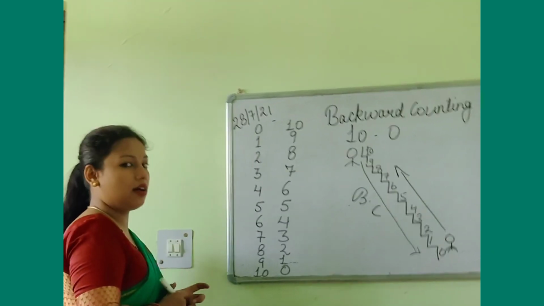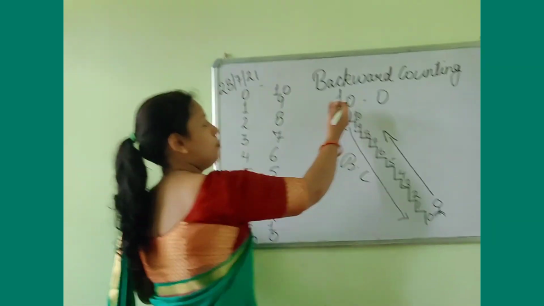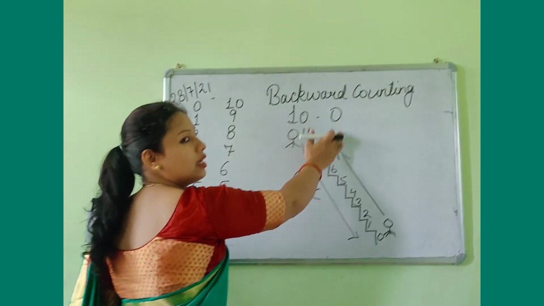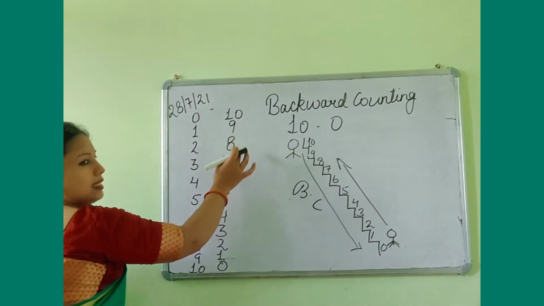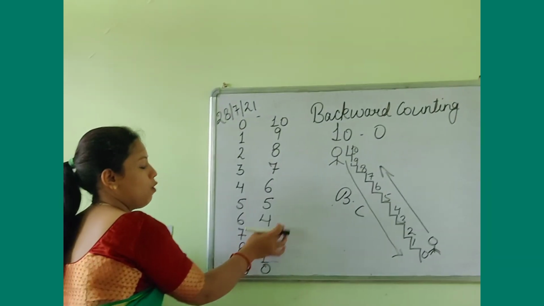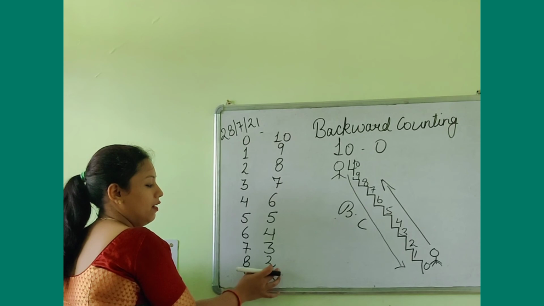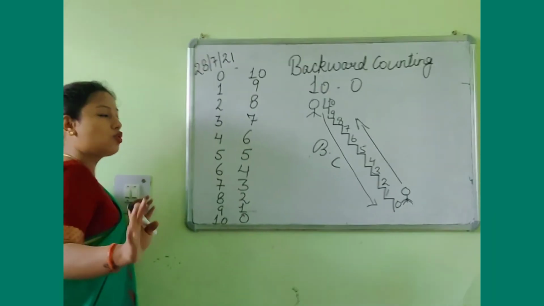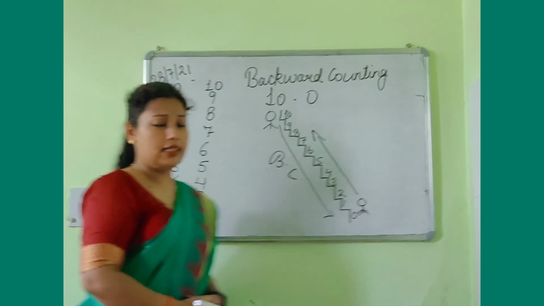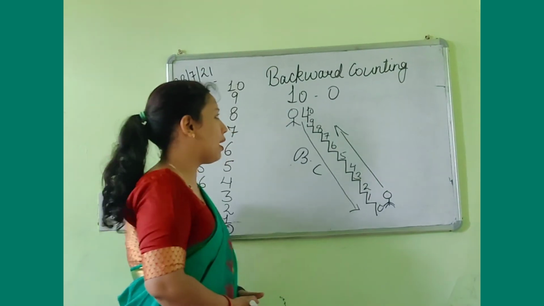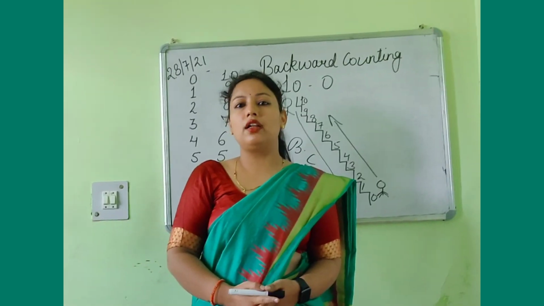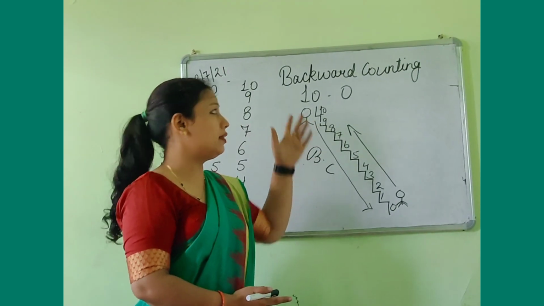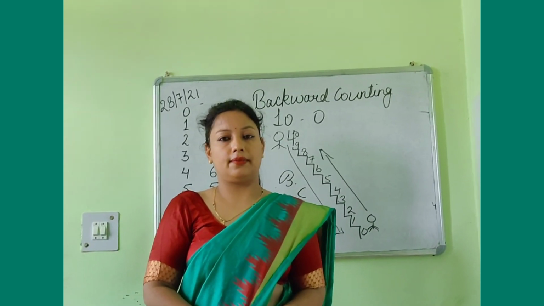Similarly, if you are asked to write backward counting from 20 to 0, how will you write? Same. 20, 19, 18, 17, 16, 15, 14, 13, 12, 11, 10, 9, 8 and so on. So students, I hope that the concept of backward counting is clear to you all now, and you all are capable of doing the backward counting.